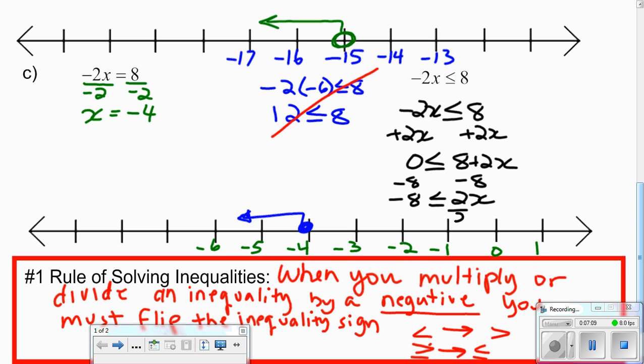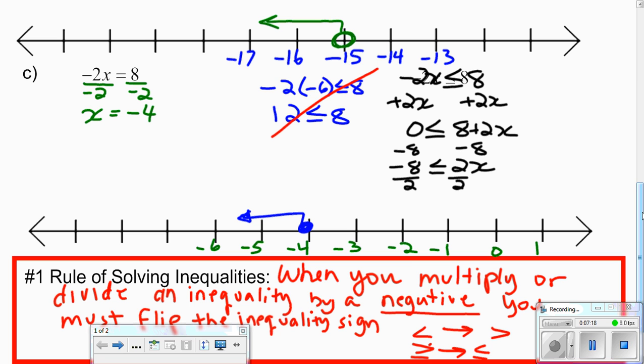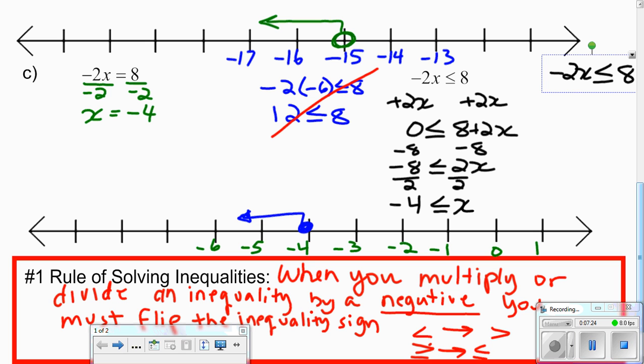Now I can divide by 2. It's a positive. So we get -4. So then we get -4 is less than or equal to x. So that means that x has to be greater than or equal to -4. So actually our arrow is going the other way. Okay? So that's one way that we can do it. So we can actually move x to the other side of the equation.